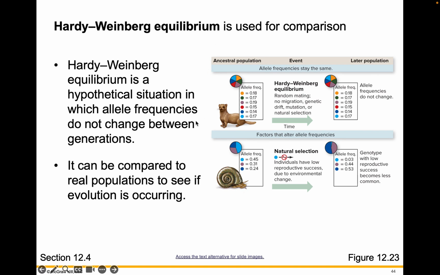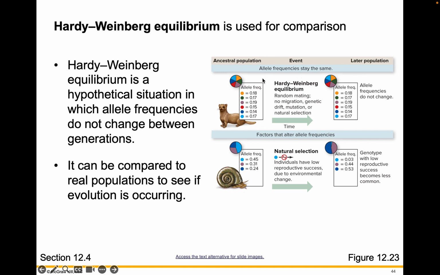We can use these allele frequencies in an equilibrium equation to determine if evolution is happening or not. And the name of that equilibrium equation is called Hardy-Weinberg equilibrium. Hardy-Weinberg equilibrium is a hypothetical situation in which allele frequencies do not change between generations. If there's no change in allele frequencies over time, then that means that evolution is not occurring, right? It can be compared to real populations to see if real populations are changing in their allele frequencies over time, which can be very useful.